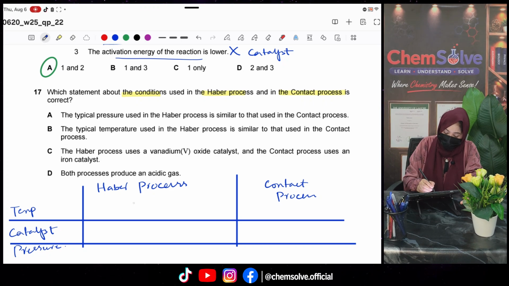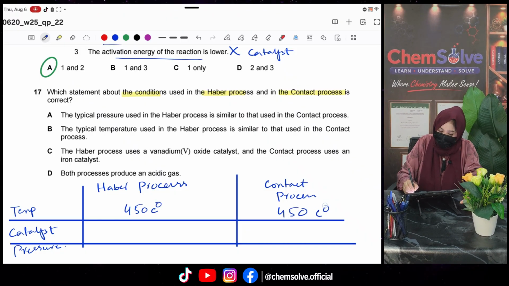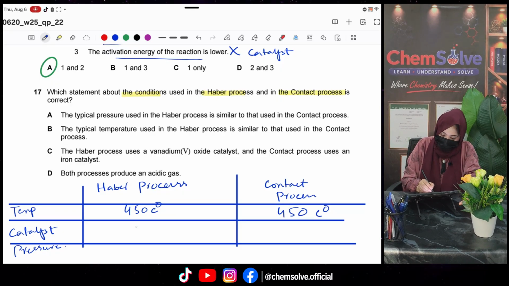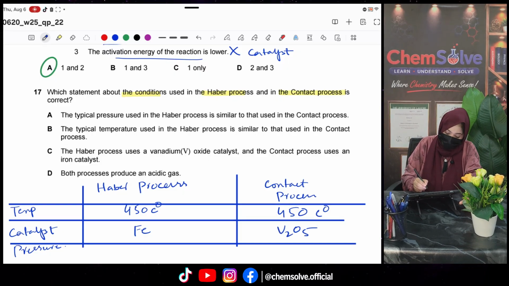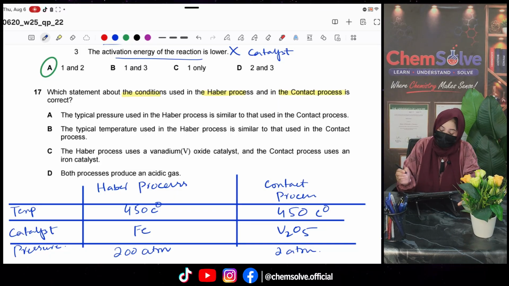The temperature used for the Haber process is almost 450 degrees Celsius. The same temperature is used for the contact process as well. So this is the same for both of them. The catalyst for the Haber process is iron, while for the contact process it is vanadium pentoxide. And for pressure it is 200 atm for Haber, while only 2 atm for contact. So now look at the options.